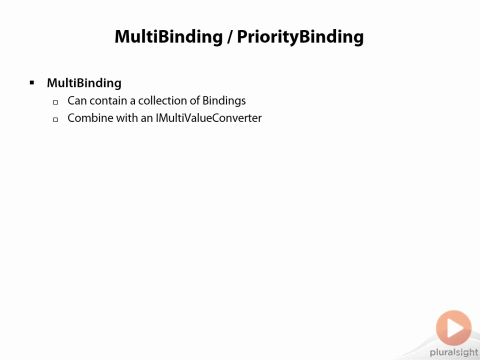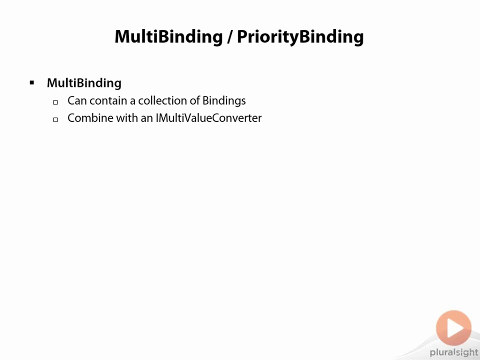One last topic I want to touch on in this module is the concept of multi-bindings and priority bindings. A multi-binding is a special kind of binding in WPF that allows you to provide a collection of bindings inside the multi-binding. It's basically going to evaluate each one of those bindings and come up with a value, and then you combine this multi-binding with a multi-value converter, an object that you implement this interface on, similar to the converters we covered earlier in the module.